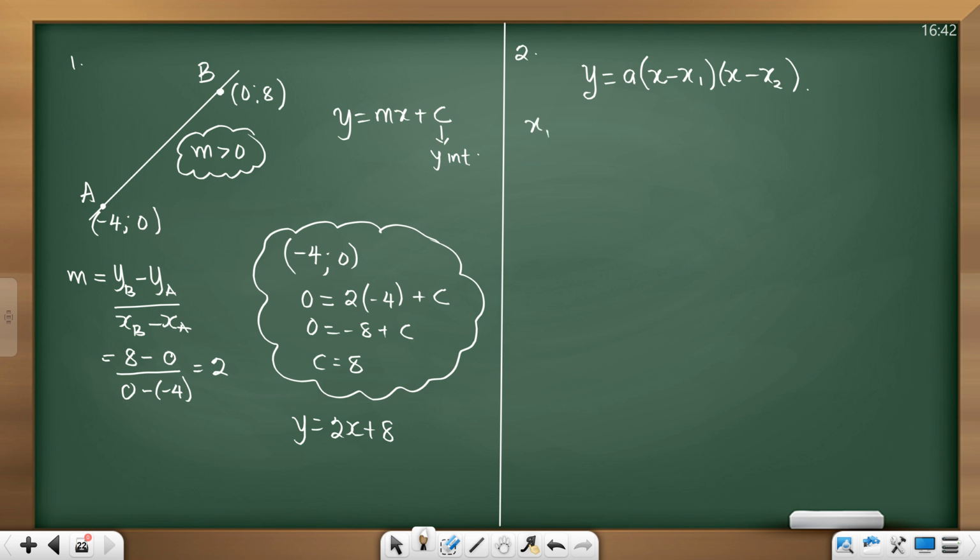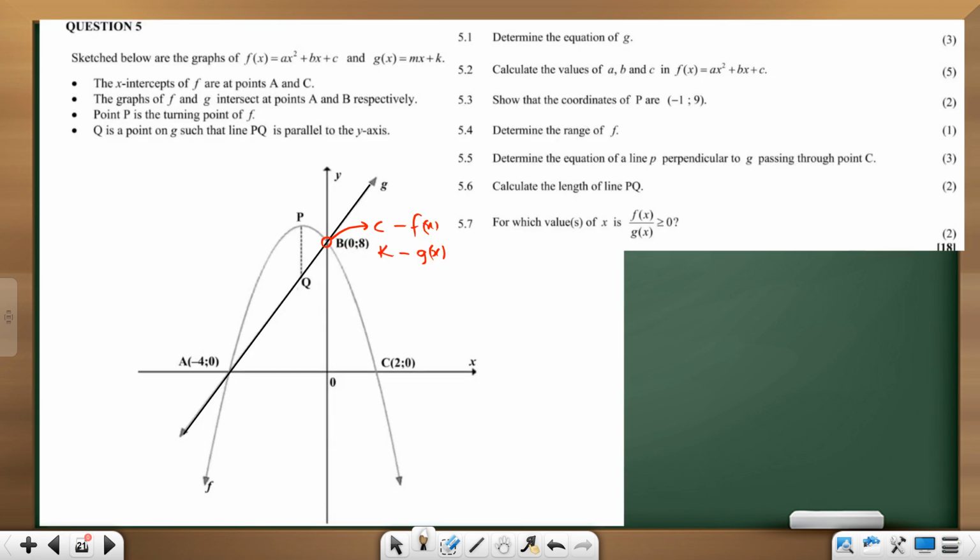Remember what x1 and x2 are. These are your x-intercepts. And then x and y are the coordinates of a point on the graph. Function has to do with coordinates and what you see. Okay, my good learners, let's go and check our graph.